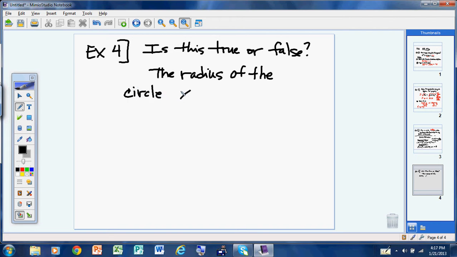The circle described as x squared plus y squared equals 9 has a radius of 3. So what they're asking us is: the radius of x squared plus y squared equals 9 is 3. Is this true or is this false? Well, let's look at the solution.